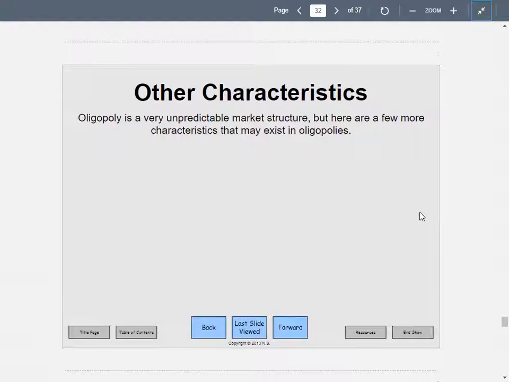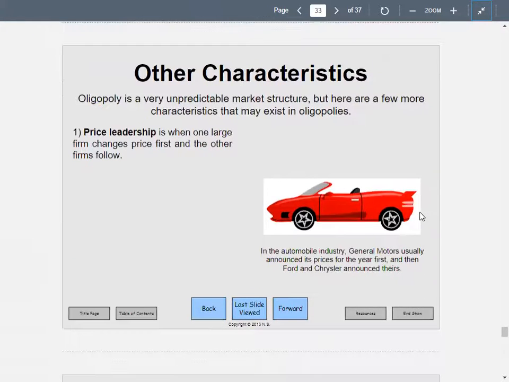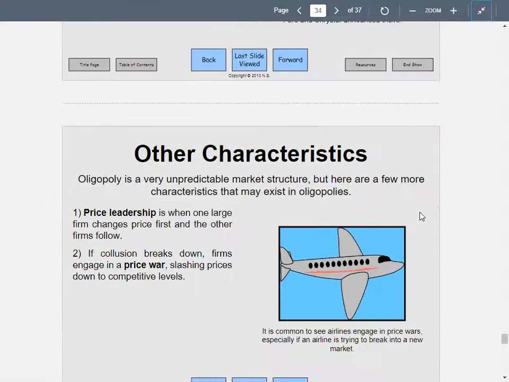Oligopoly is a very unpredictable market structure, but here are a few more characteristics that may exist in oligopolies. Such as price leadership, which is when one large firm changes price first and the other firms follow. You'll see this in gas stations. One gas station will raise the price and then all the other ones will follow suit.